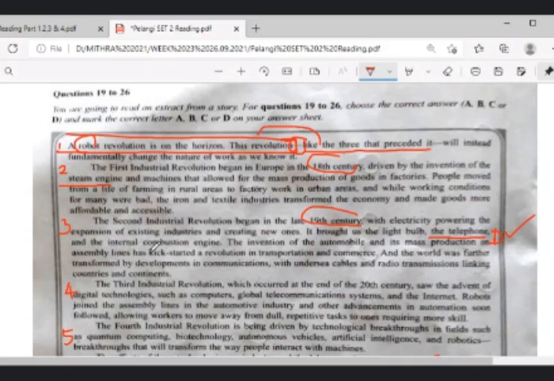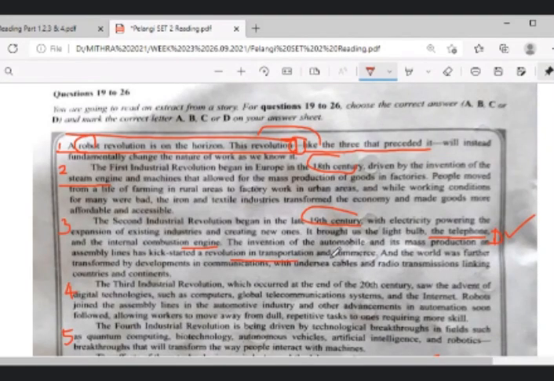And the internal combustion engine. Okay, so it's like engine base and the others have come, right? The invention of the automobile, okay, and its mass production on assembly lines has kick-started a revolution in transportation and commerce. Okay, so in the second industrial revolution, transportation developed and advanced.